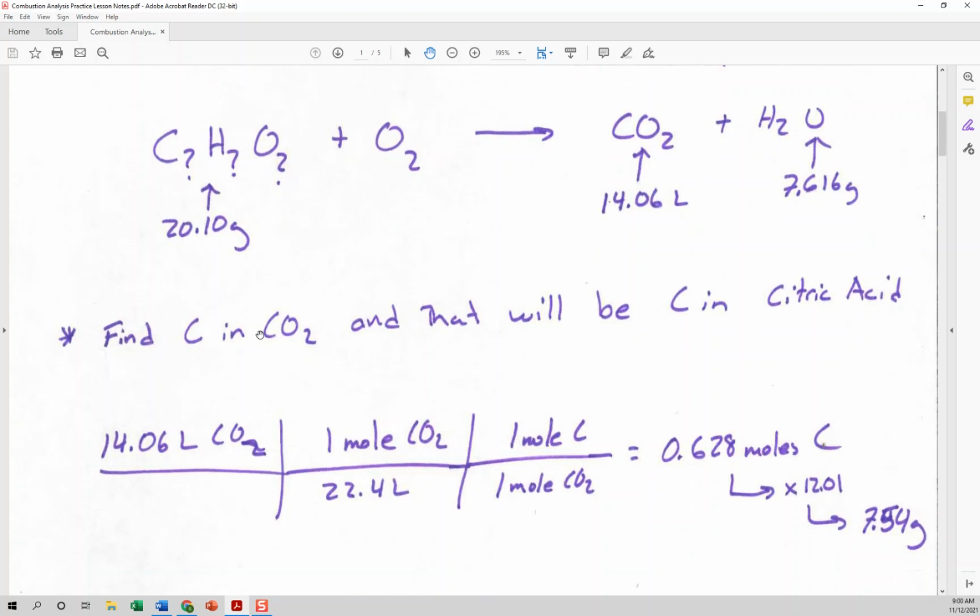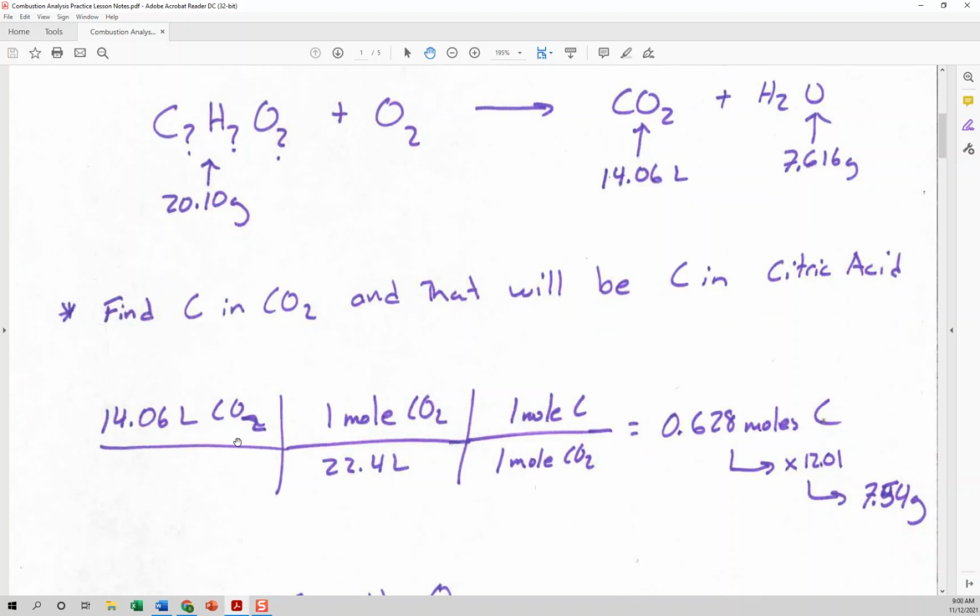So first I'm going to find the C in CO2, and that's the C in the citric acid. So we would take our volume of CO2 gas produced. We were told it was at STP, so we would divide by 22.4 liters per mole, and that would give us moles of CO2. And then we know that the subscript of carbon is 1, so 1 mole of carbon for every 1 mole of CO2. That gives us moles of C.